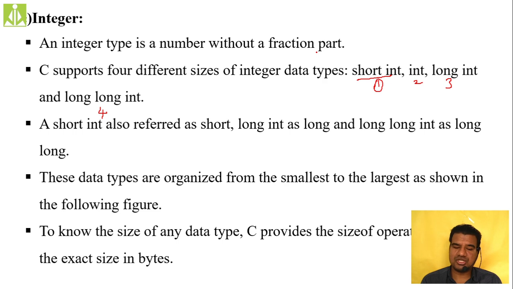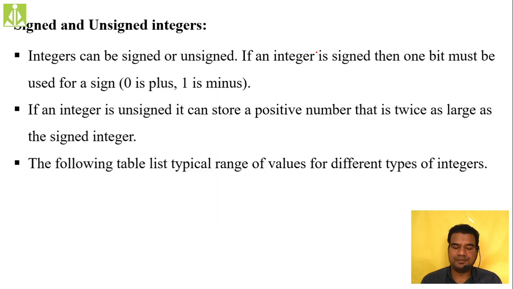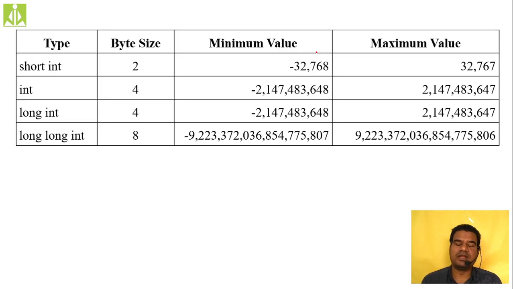If it is a short variable, it will take 2 bytes. As you can see over here, it will take 2 bytes, short variable. Integer and long integer, they both will take 4 bytes, and long long integer, it will take 8 bytes. 2 bytes, 4 bytes, 4 bytes, and 8 bytes. Like this, they will consume the memory from your computer.